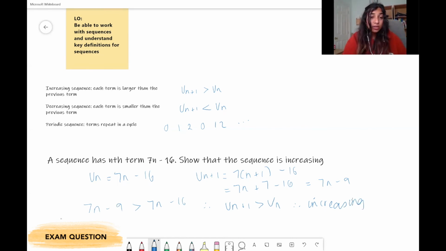So if they've given you a sequence in terms of the nth term, and they want you to show it's increasing, you just want to figure out what u_n+1 is, and then show, using these definitions, that u_n+1 is greater than u_n. And if you want to show it's decreasing, you want to show that u_n+1 is less than u_n.